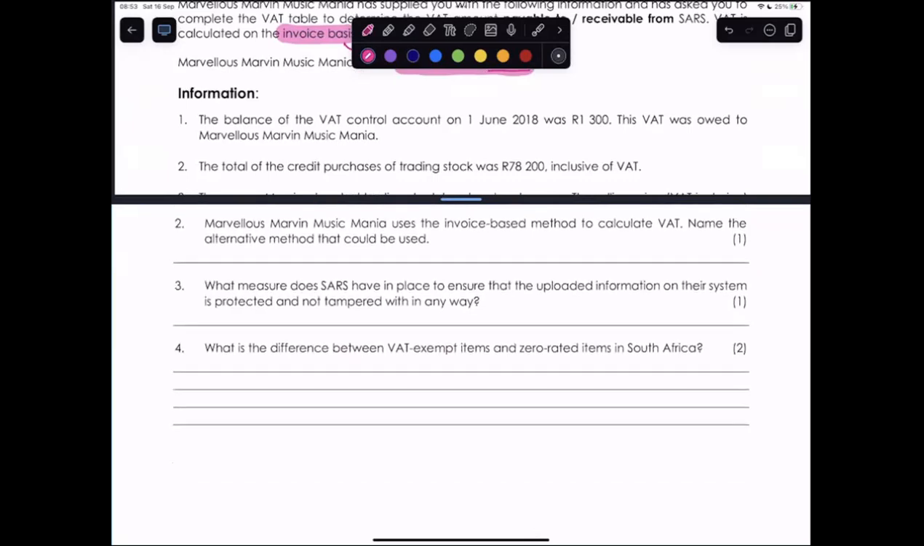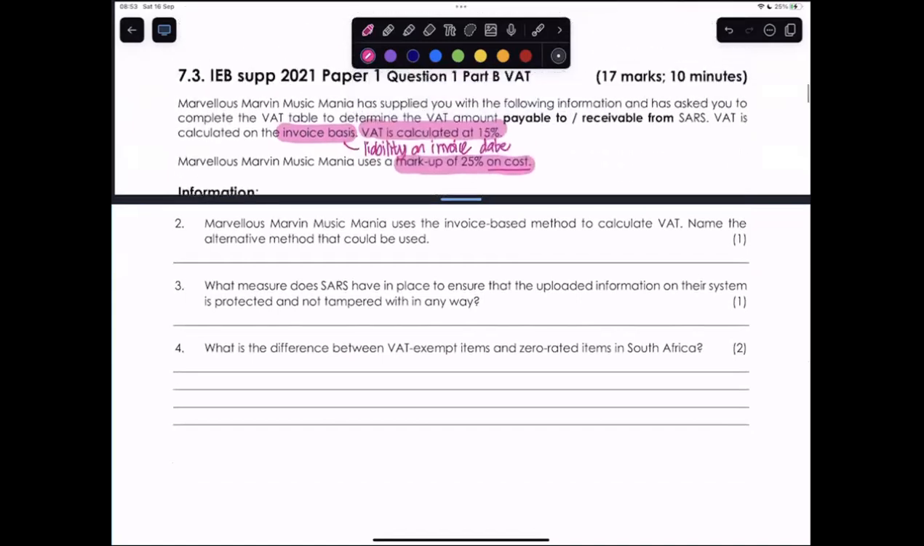Marvelous Marvin Music Mania uses the invoice-based method. Remember we spoke about that? You can see over there we've just made a little note. Name the alternative method that could be used. As was just discussed, this could be known as the cash basis, or you can refer to it as the payments or receipts basis. All of those terms are acceptable.